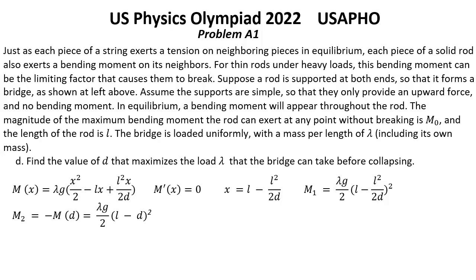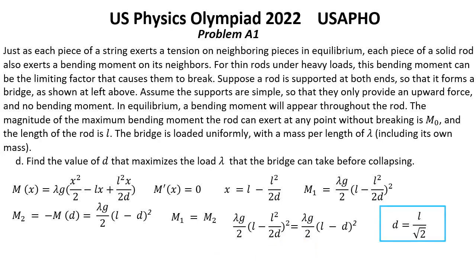Thus, when the right support is placed most efficiently, both of them will become equal to m0 just before the bridge collapses, which means we should have at some point m1 equal to m2. Equating them yields this equation, which gives the answer. This equation gives us the solution for part D, which is d equal to L over square root of 2. That was the solution for question D, and here we finished the discussion of problem A1.